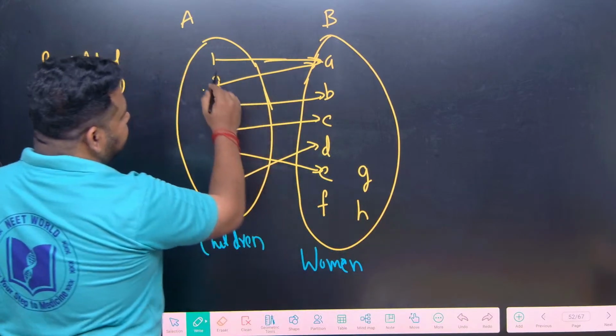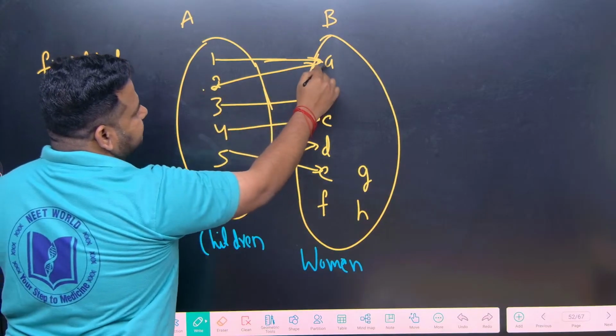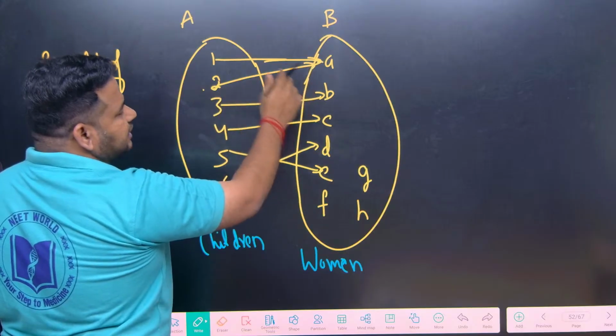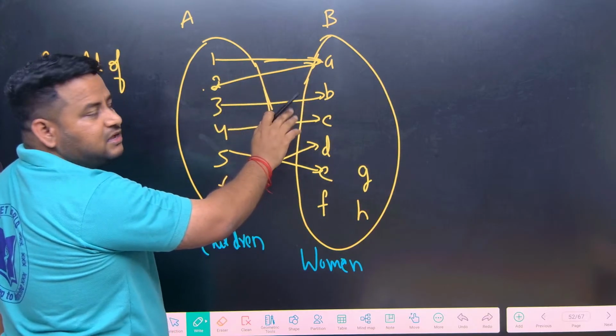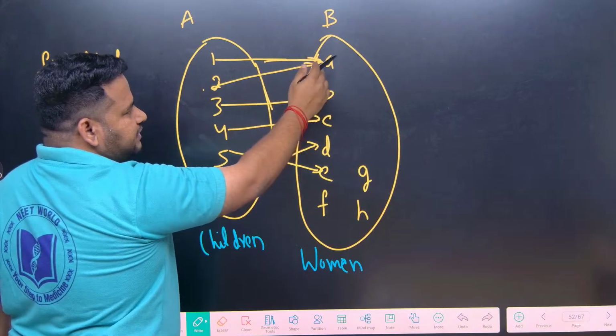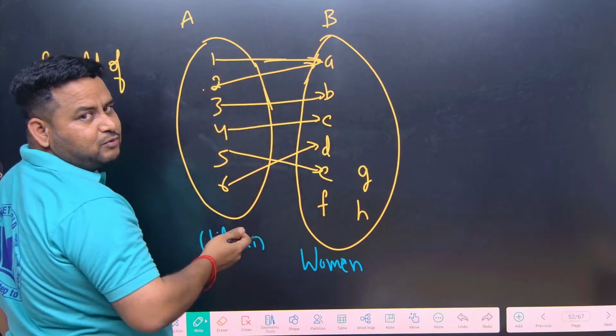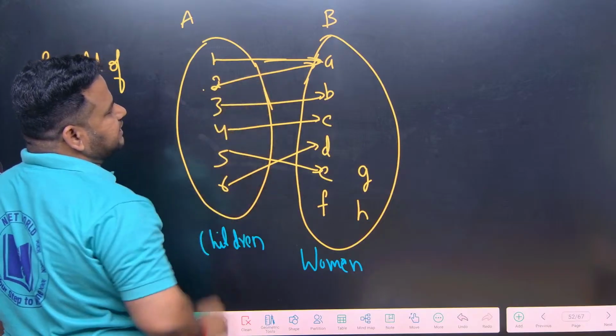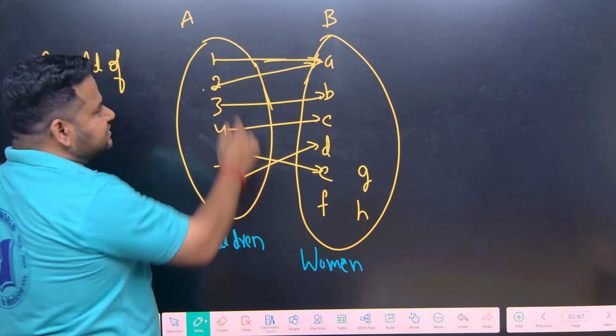But look at this. 1 and 2 are having the same mother A. So see, 1 is having the mother A and 2 is also having the mother A. That is totally correct. That is totally possible. Why? Because A is a mother. A mother can have 2 children, not a problem at all. This connection must be unique, they are telling. Yes, it is unique here.